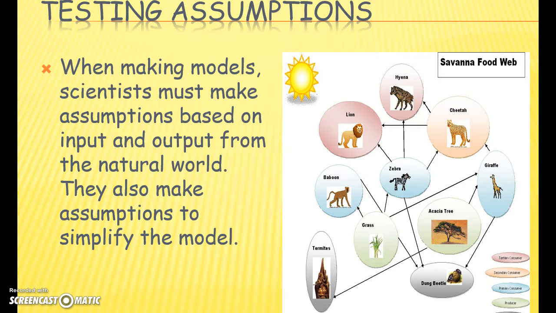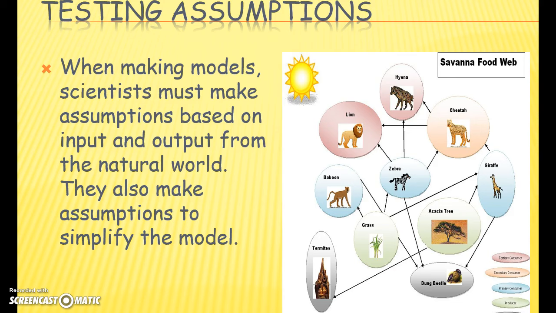All right, so when we make models, we have to make assumptions based on the input and output from the natural world. So then we also make assumptions to simplify the model. If I look at a food web, that is a pretty simple model. I'm going to assume in the food web that the lion eats a zebra. I'm going to make that assumption based on the input and output that I observe. I'm going to assume that the baboon eats the grass and the baboon does not eat the lion.